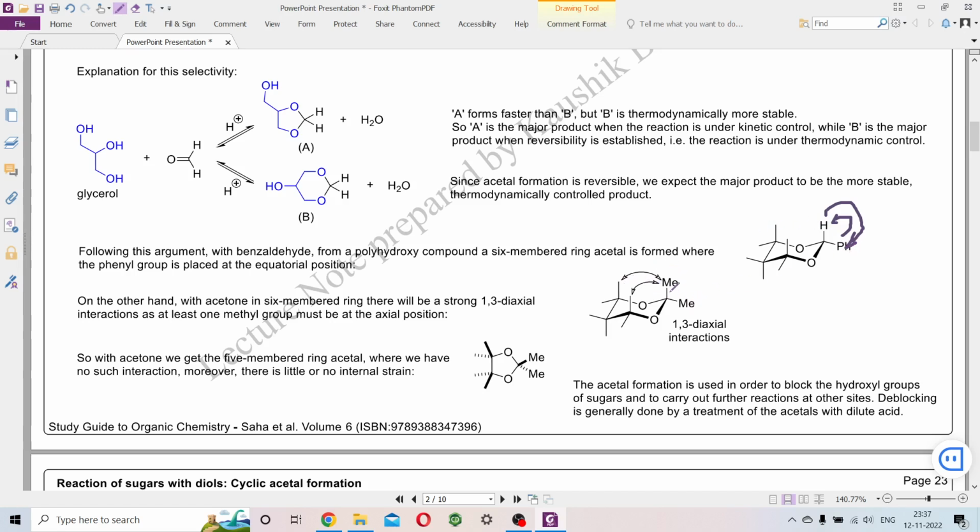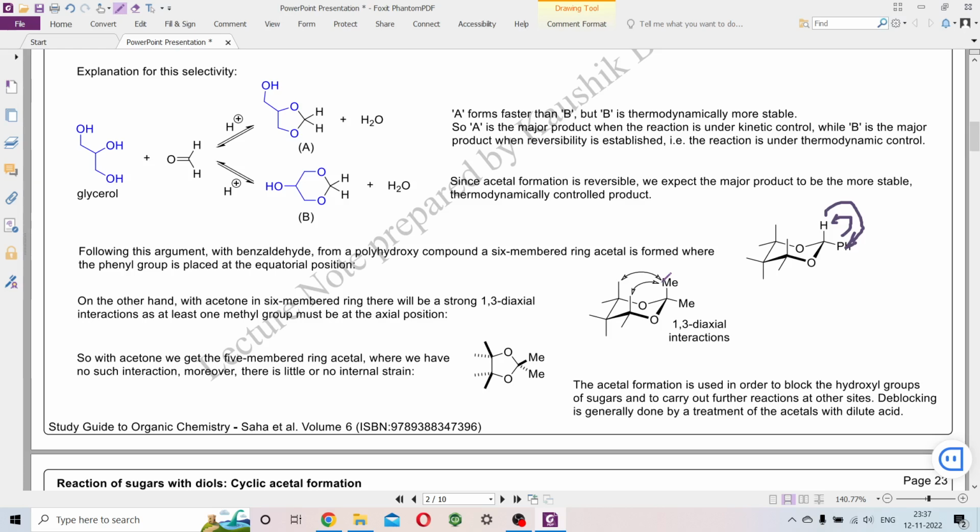Methyls cannot avoid steric hindrance because there are a couple of methyls, and therefore you are forced to say that the 6-membered ring acetal formation will be kind of not good. What about the 5-membered ring acetal? Should we not get any sort of torsional strain or something like that?